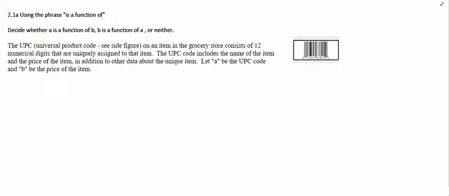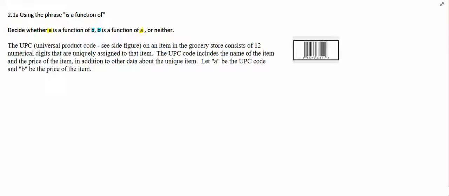Okay, so we're going to take a look at using the phrase "is a function of." Decide whether A is a function of B. I'm going to distinguish between these by coloring them. B is a function of A, or neither.